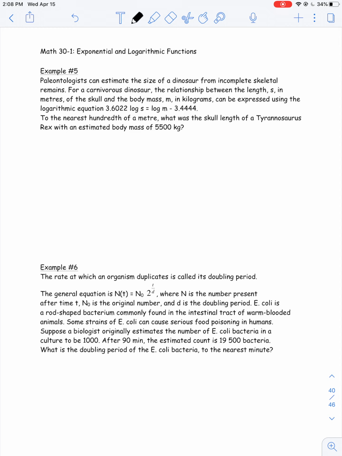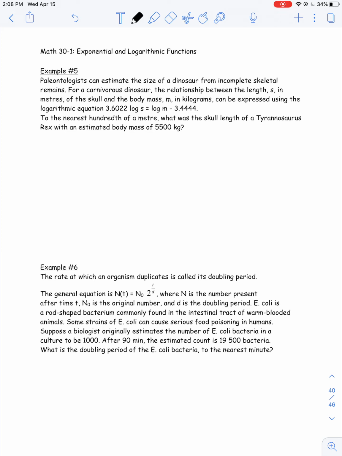Example number 5, paleontologists can estimate the size of a dinosaur from incomplete skeletal remains. For a carnivorous dinosaur, the relationship between the length s in meters of the skull and the body mass m in kilograms can be expressed using the logarithmic equation given. To the nearest hundredth of a meter, what was the skull length of the Tyrannosaurus rex with an estimated body mass of 5,500 kilograms? So what we're doing is we're solving for, in this case, the skull length.